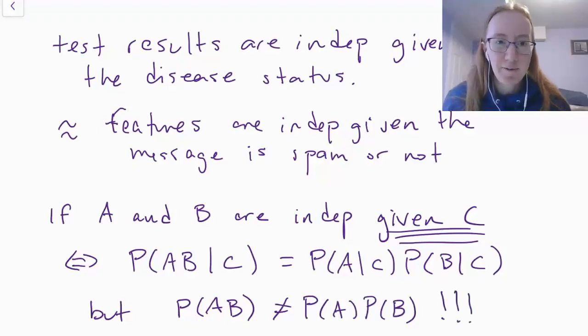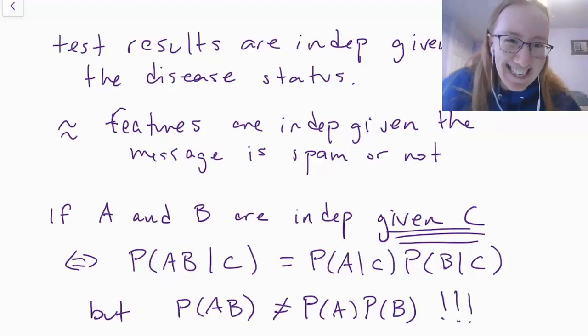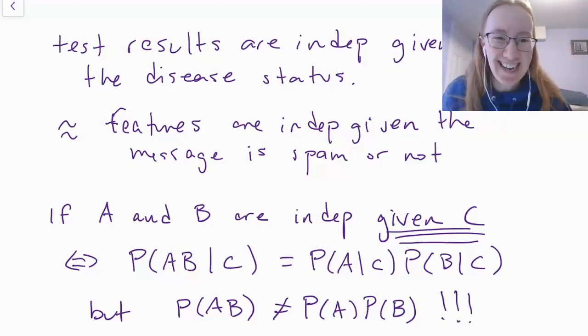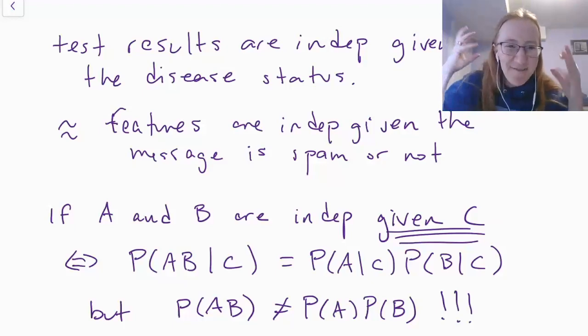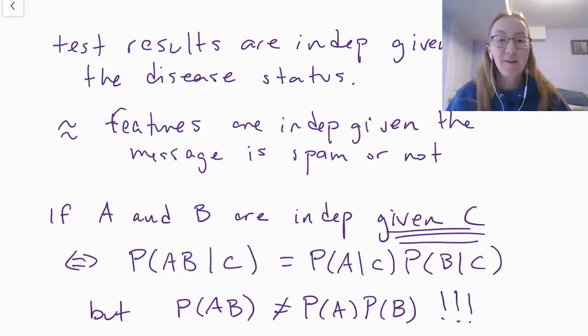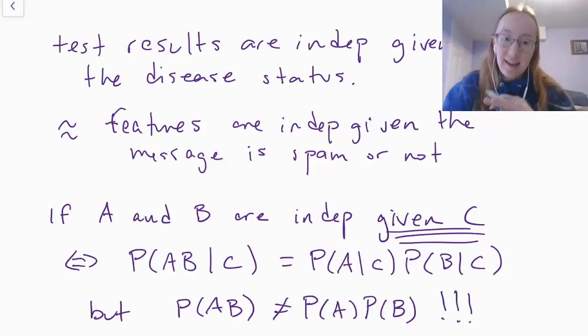And that's not like triple factorial. I'm just extremely excited about this. Or not even excited, excited is the wrong word. I'm very emphatic about this fact. So being independent conditional on C is not the same thing as being independent. That's why it's phrased the way it is, that the results are independent given the disease status of the individual.